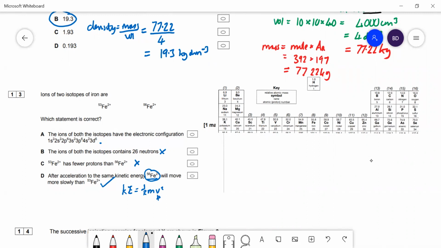It says the ions have the electronic configuration 4s2 3d6. Well, if you look here, that's the electronic configuration of the atom, so that's wrong as well. The iron atom has 2 4s electrons, and then 1 2 3 4 5 6 d electrons, 3d6. But when it forms the Fe2+ ion, it's going to lose those 4s electrons. The electronic structure will just be 3d6. So that one's wrong as well. So D is the answer.